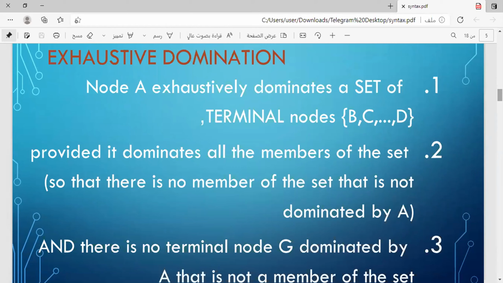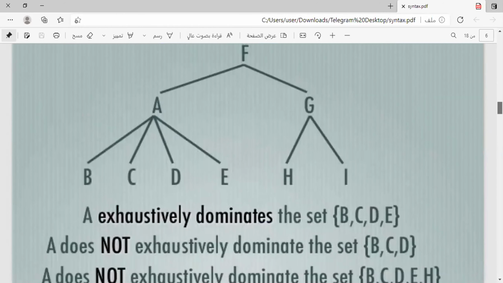Yes, these are the two conditions. I already talked about them. Show us the trees. This is what I want you to do, Ru'a. Here A exhaustively dominates the set B, C, D, and E. Excellent. It doesn't exhaustively dominate F or H or I. G exhaustively dominates H and I. Nice. It does not exhaustively dominate B, C, D, E, H, like a constituent. Excellent. Now the question, Ru'a, is why?